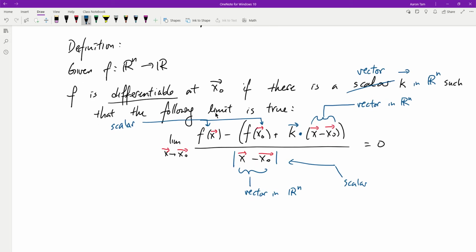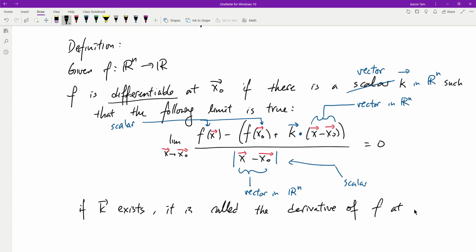So in this scenario right here, in this definition, if vector k exists, then it is called the derivative of f at vector x sub 0. It's called the derivative.